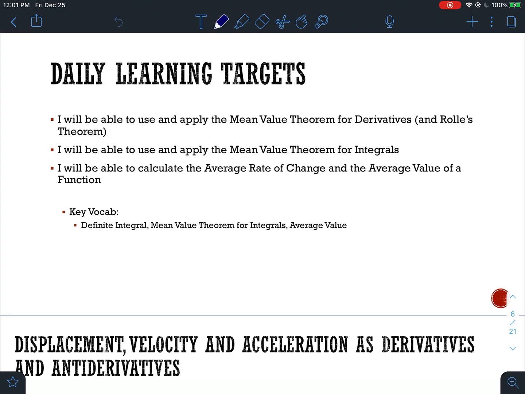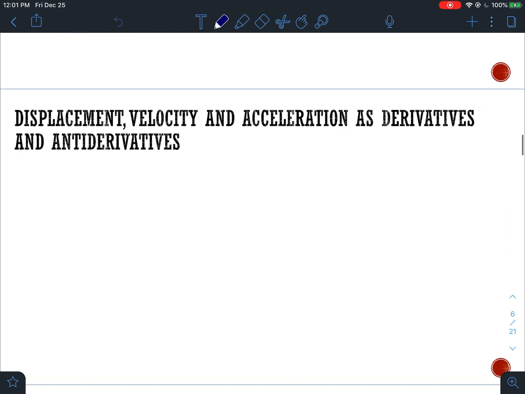So today we're going to talk about a couple more theorems. We're going to talk about the mean value theorem and Rolle's theorem for derivatives. We're going to talk about the mean value theorem for integrals, and we'll talk about how to find the average value of a function, and we'll review how to find the average rate of change of a function.